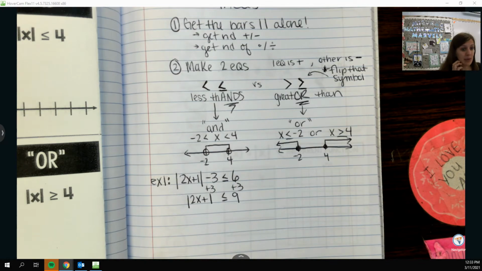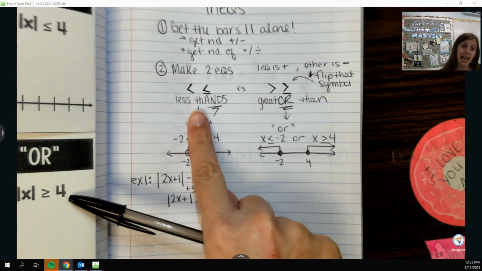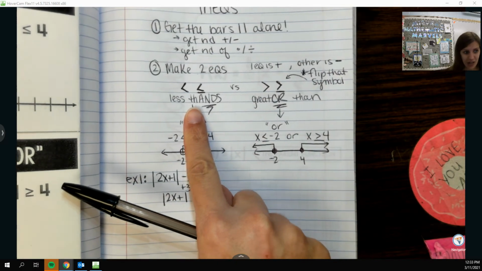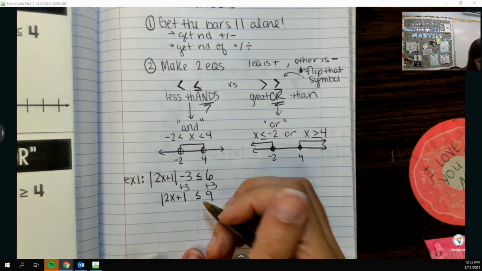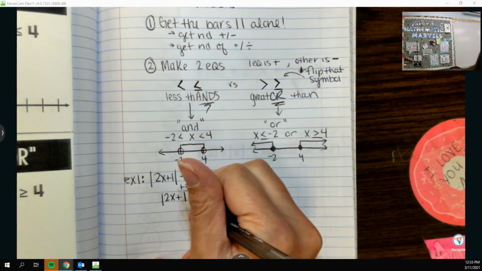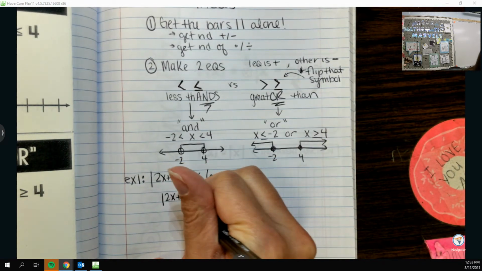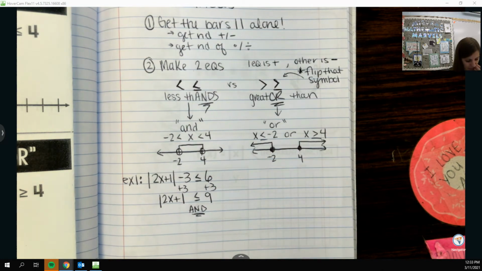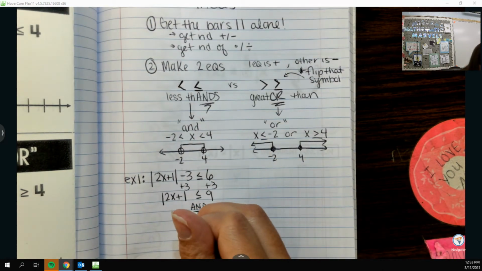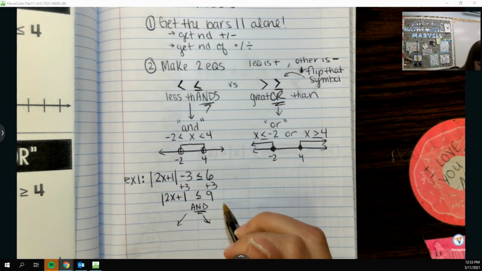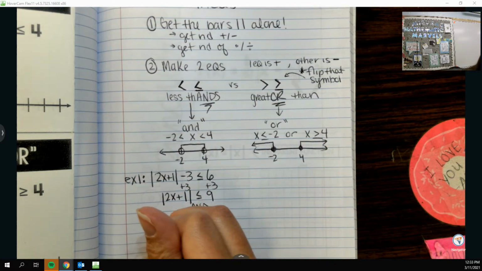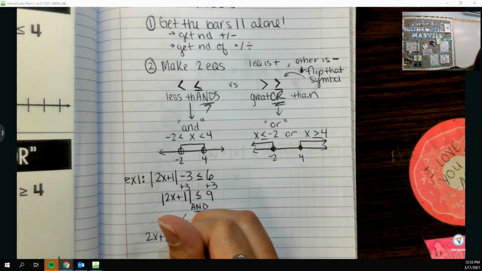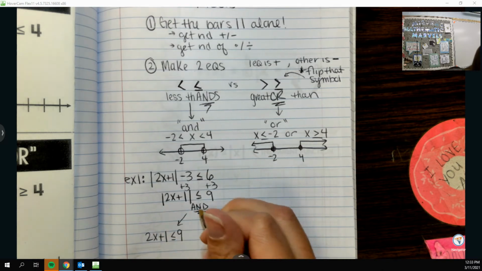So the moment I go to make my two equations, I think about it. Is it less than, so an and, or is it greater, so it's an or? And right now what I'm looking at is less than. So this is going to be an and inequality. And so when I make my two equations, I still write the first one the same. Oop, I forgot my other bar. So 2x plus 1 is less than or equal to 9.